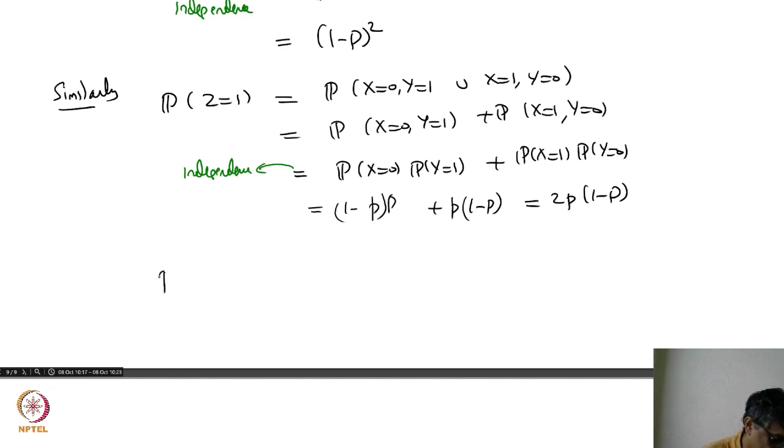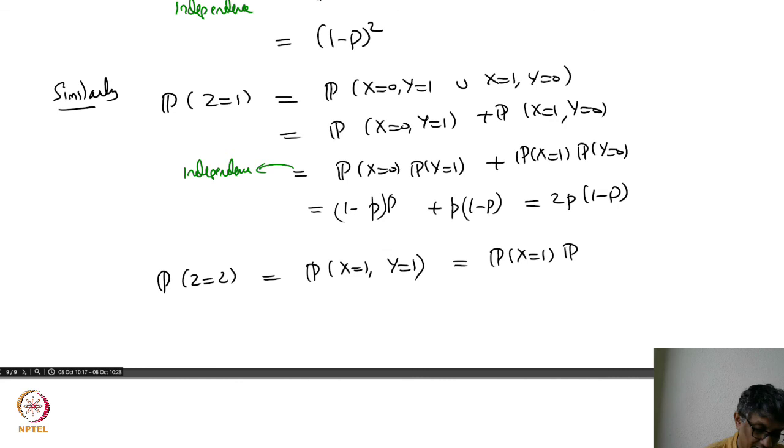And you can finally conclude that Z equal to 2 has only one possible combination: X equal to 1 and Y equal to 1. That's the only possibility, and by independence, it's the chance that X equal to 1 times the chance that Y equal to 1, and that's the same as p squared.